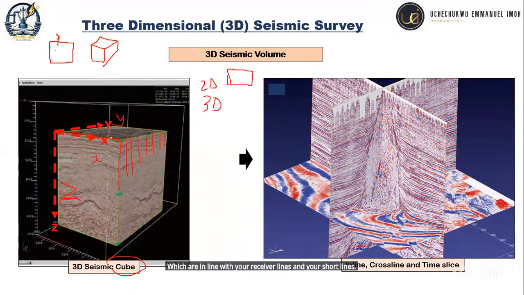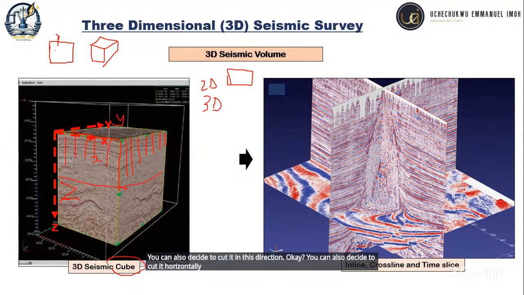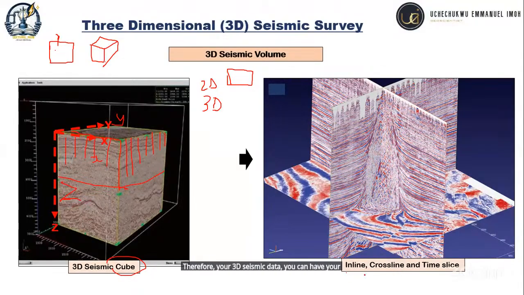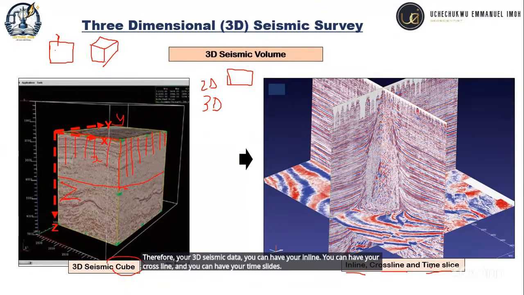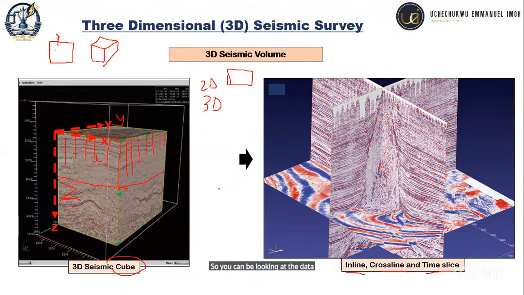Or you can also decide to cut it in this direction, okay? And you can also decide to cut it horizontally in this direction. So that is what the image on the right is showing. For your 3D seismic data, you can have your inline, you can have your cross line, and you can have your time slices. So you can be looking at the data in the inline direction like this. You can be looking at the data in your cross line direction like this, or you can be looking at it from the vertical direction, which is your time slice, from above, your Z direction.